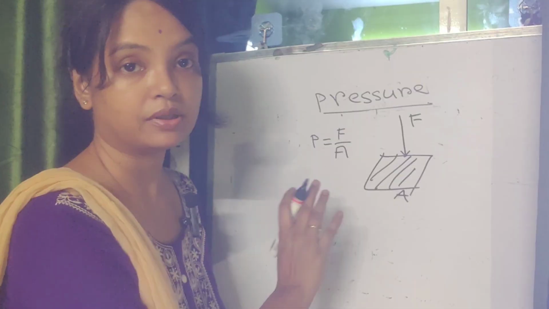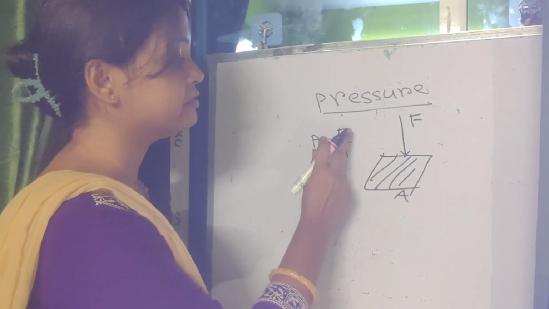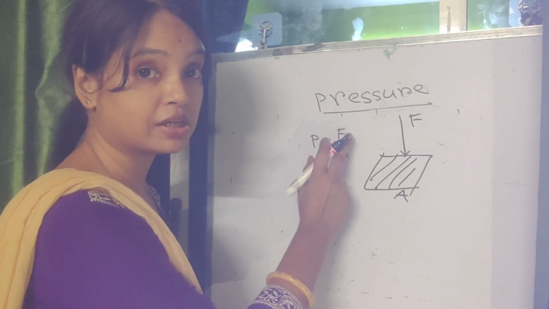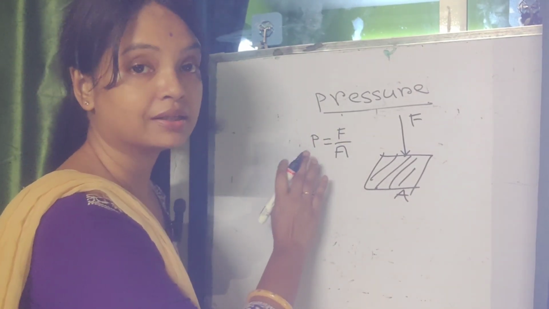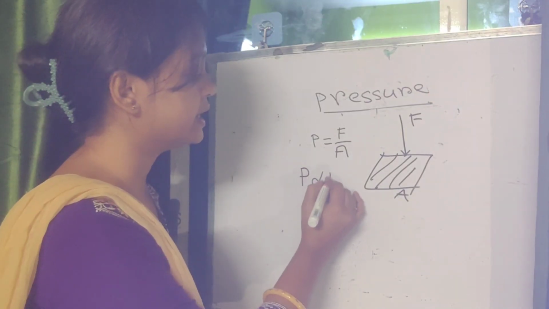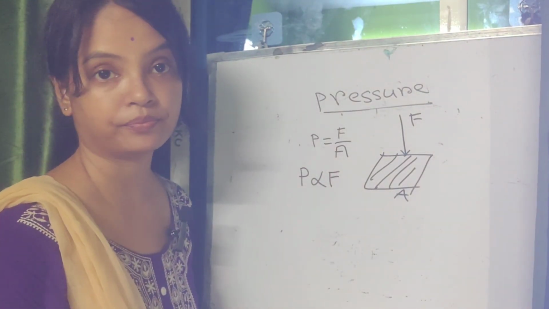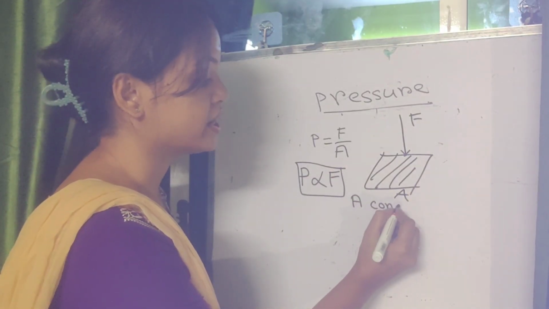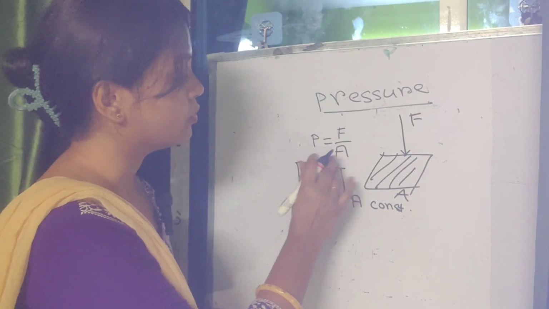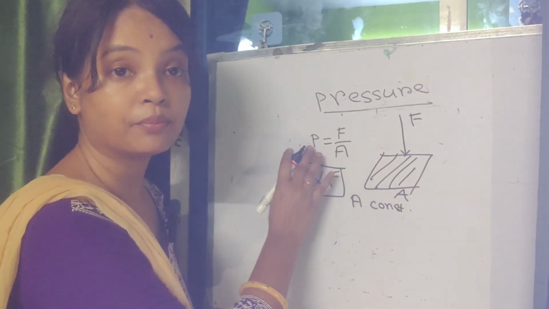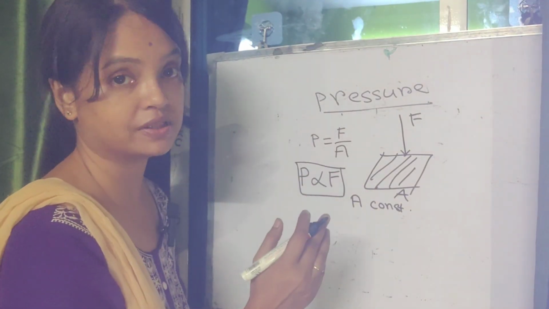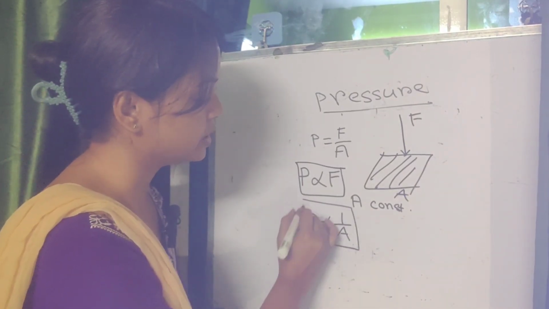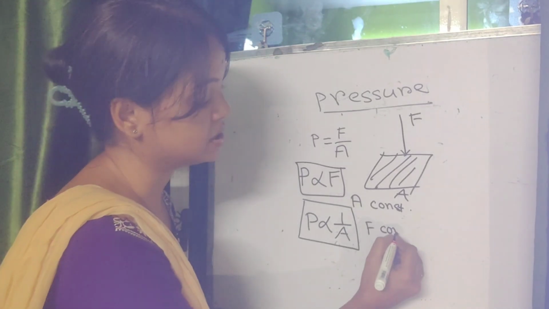From this relation, it is clear that whenever force increases, pressure increases, and whenever the force decreases, pressure also decreases. That's why we can say pressure is directly proportional to F. In this relation, area A should be constant. Whereas, whenever the area is increased, pressure will decrease and vice versa. So, we can write pressure is inversely proportional to A whenever force is constant.